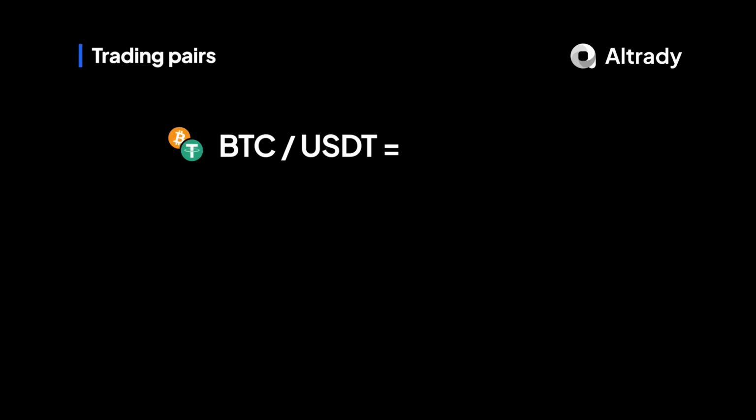Every trade happens between two assets, what we call a trading pair. For example, BTC USDT is a trading pair. It shows the price of Bitcoin measured in Tether, a stable coin linked to the US dollar.